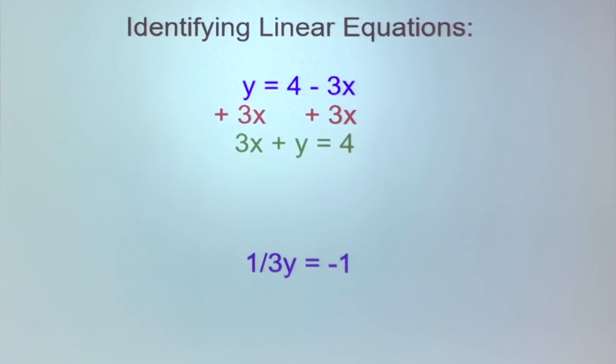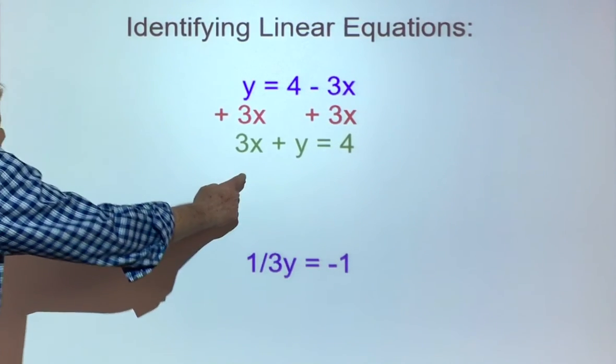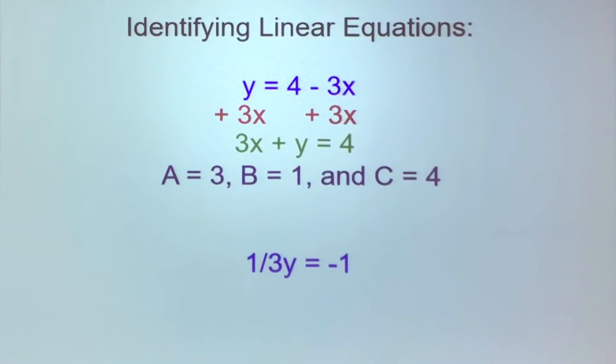Looks like it's in standard form. A is greater than or equal to 0. A and B are not both 0. Neither one of them are 0. And the greatest common factor of A, B, and C is 1. So yes, that's in standard form. So that is a linear equation. A is 3, B is 1, and C is 4.